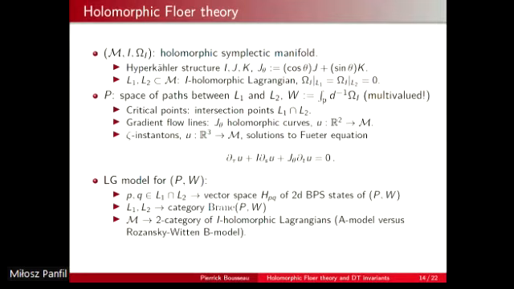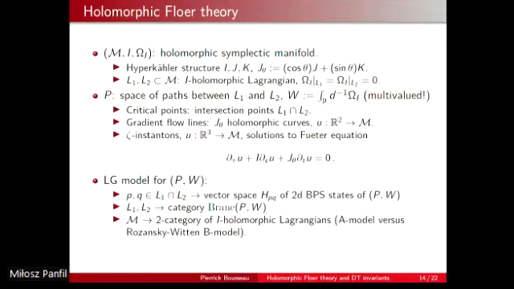So holomorphic Floer theory tells you that you should consider these various enumerative problems: count holomorphic curves, count solutions to this Floer equation. And out of this data, you should be able to produce the following things. If you have P and Q, two intersection points of the two Lagrangians, you should be able to attach to that a vector space, H_PQ, of two-dimensional BPS states of this infinite-dimensional LG model with P and W.